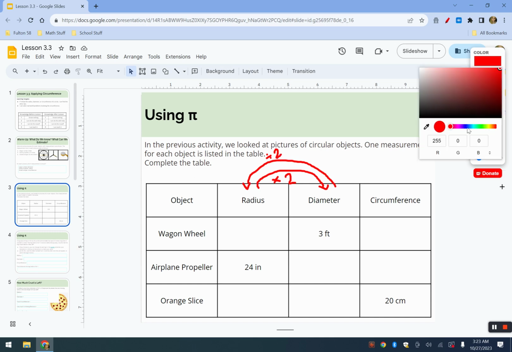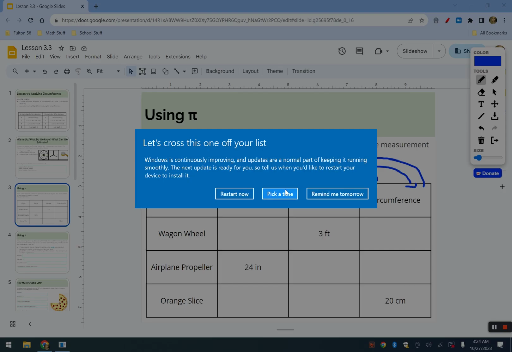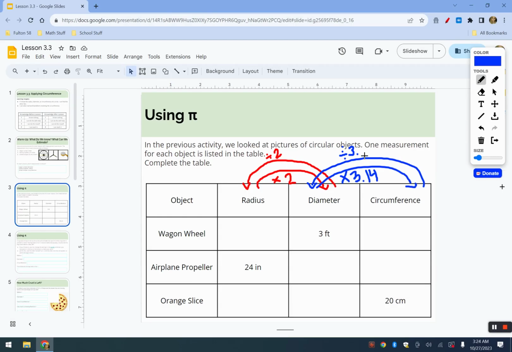Last, if we know our diameter and we're trying to find our circumference, we would multiply by pi, which remember we're using 3.14. And if we know our circumference and we're trying to find the diameter, we would do the opposite again and divide by 3.14. Go ahead, pause here, try this problem, fill out the entire table, and come back once you're ready.